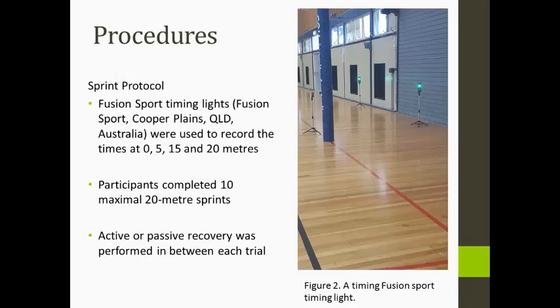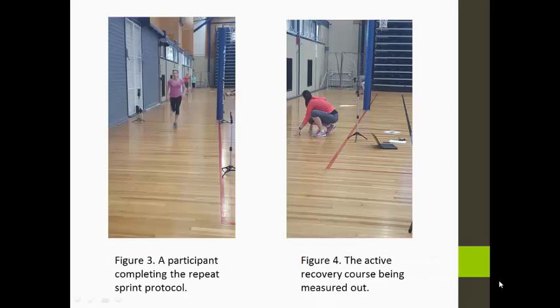For the sprint protocol, Fusion Sport timing lights were used to record the time, and were set up at 0, 5, 15, and 20 meters, the setup of which can be seen in Figure 2. The participants completed 10 maximal 20-meter sprints, and were delegated to perform either active or passive recovery at the end of each trial. Figure 3 shows a participant completing the repeat sprint protocol, while Figure 4 shows the active recovery course being measured out for an individual.